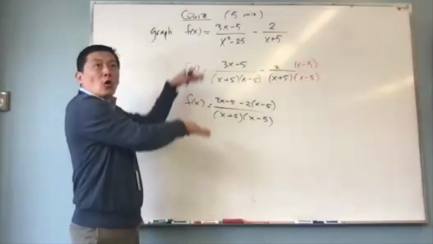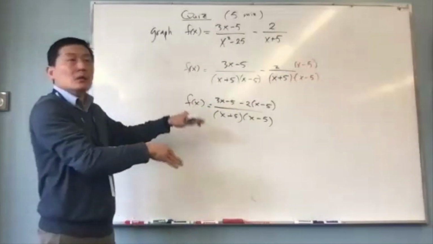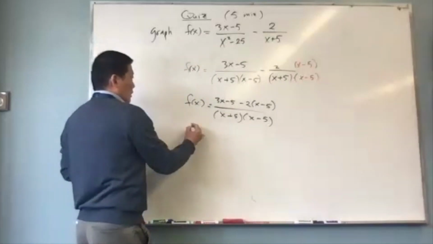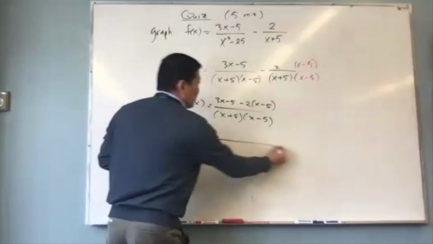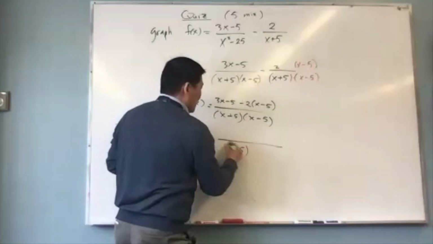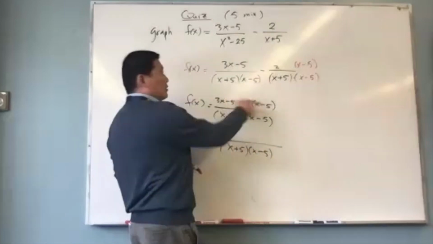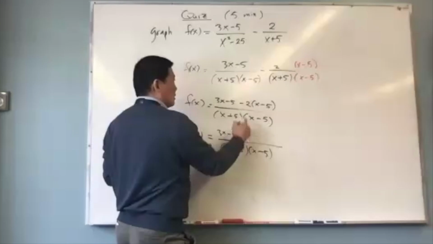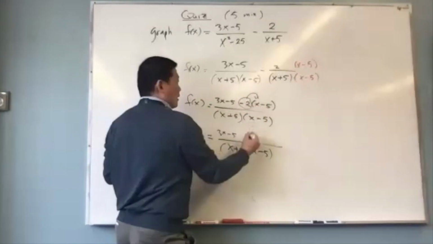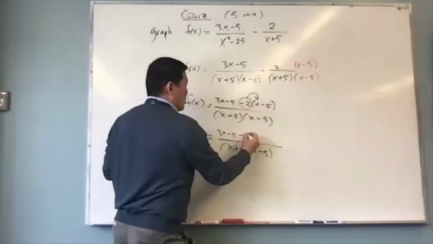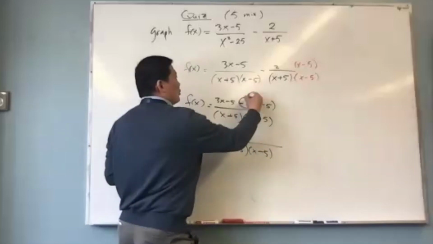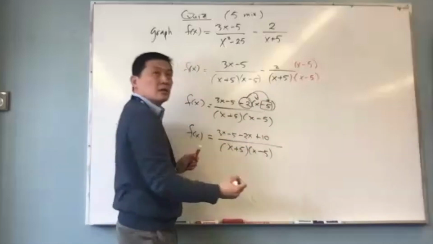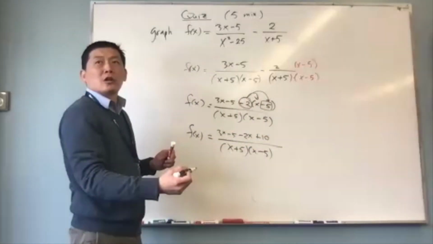I let the equation inform what I need to do next. I don't necessarily know that I'm going to end up here. It's the steps that led me there. Okay? So f of x then is equal to, on the bottom, I still keep it as x plus 5, x minus 5. On the top, I'll go ahead and multiply this out. 3x minus 5, and then this is negative 2 times x, so it's minus 2x. Negative 2 times negative 5, so it's positive 10. Yeah? So far, so good?